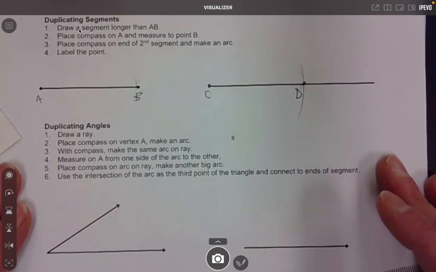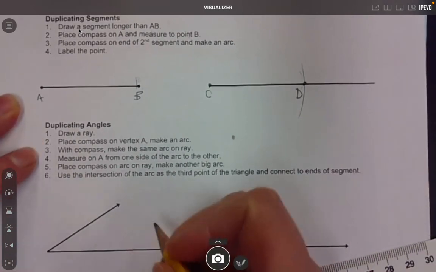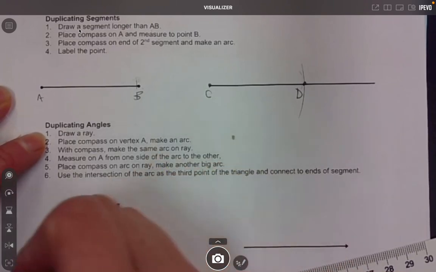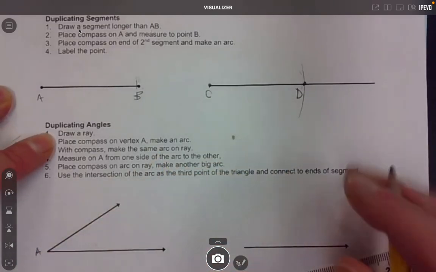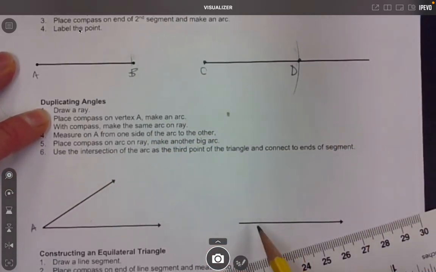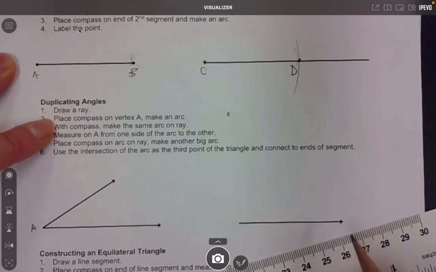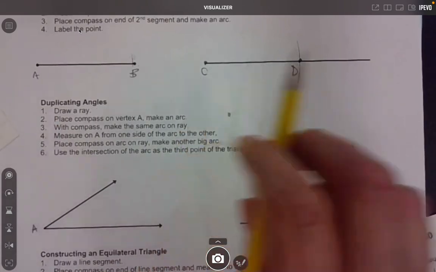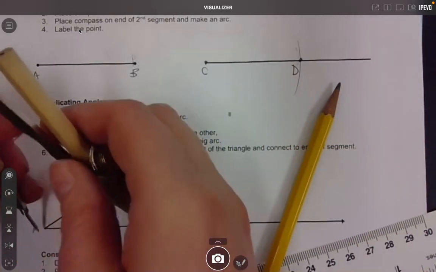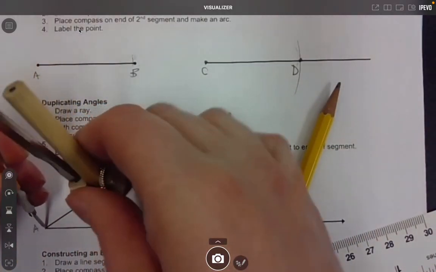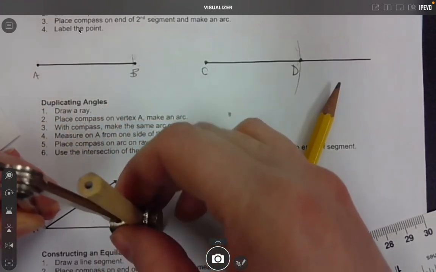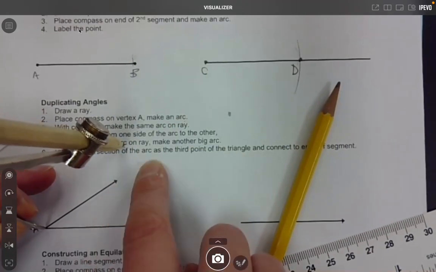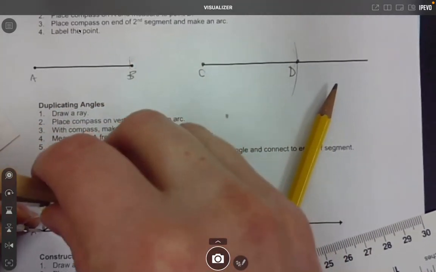Next, we're going to duplicate angles. Here's an angle I'm going to duplicate. It says vertex A, so I'm going to write an A there. It says first you draw a ray. That part's already done for you. I went ahead and drew a ray. We now place our compass on vertex A and make an arc. It's really important that the arc passes through both of the rays. This arc right here doesn't work because it passes through this one, but not that one. So it needs to pass through both. Make it a little bit smaller.